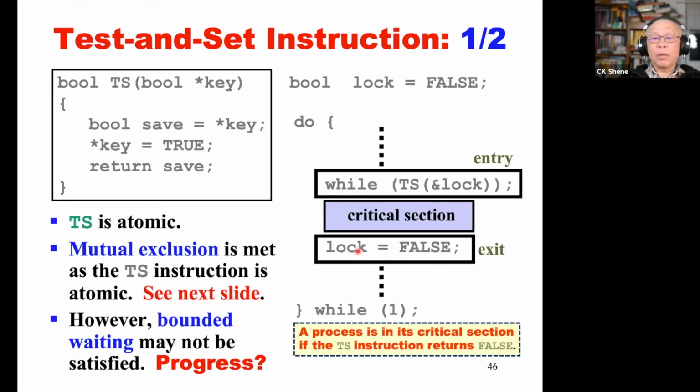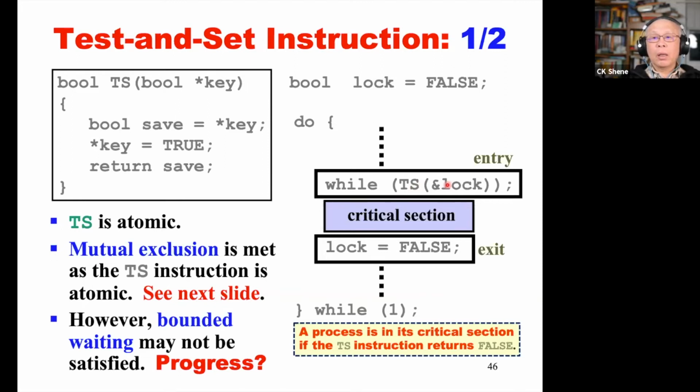Progress, now think about it. Progress in this implementation should be true. Outsiders have no way to influence the decision making by the TS instruction. And the decision making is definitely finite. Suppose we have two processes waiting here, executing TS. The hardware picks one.